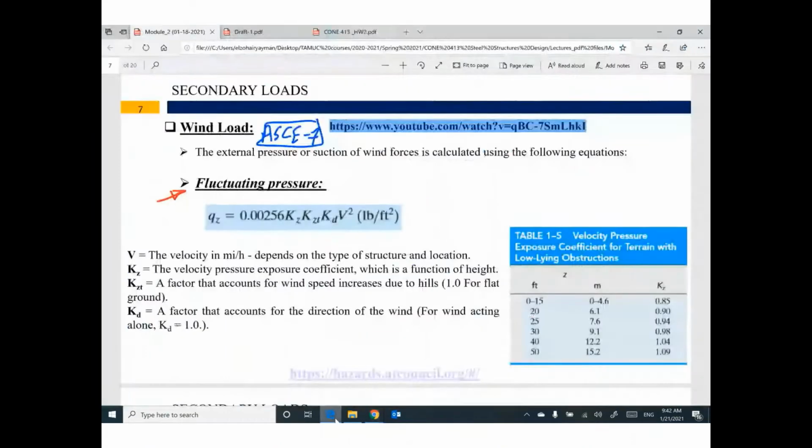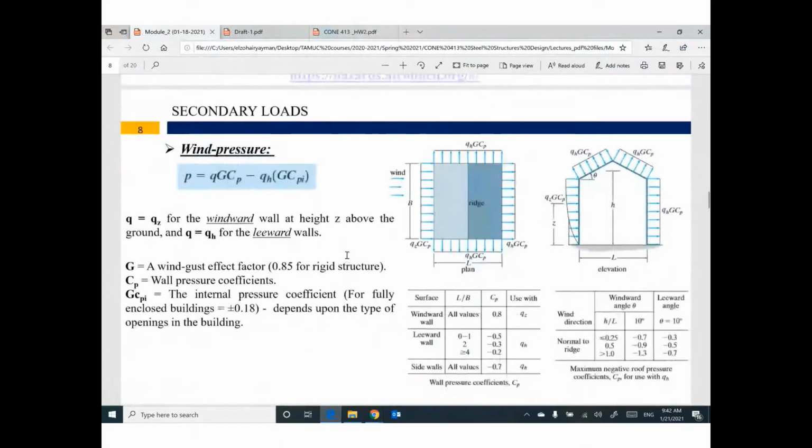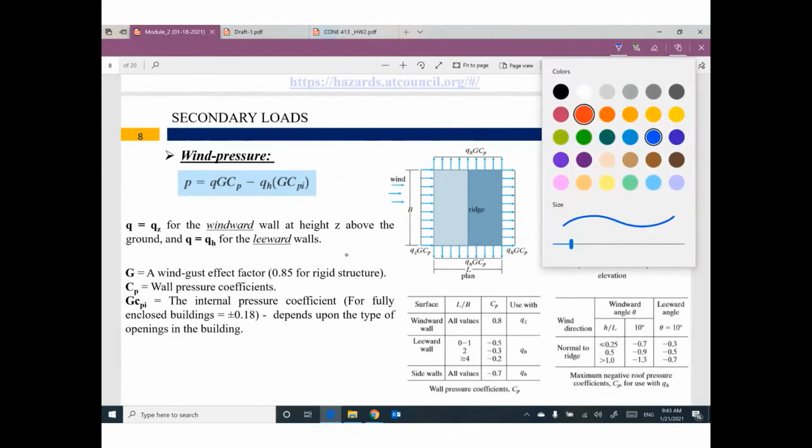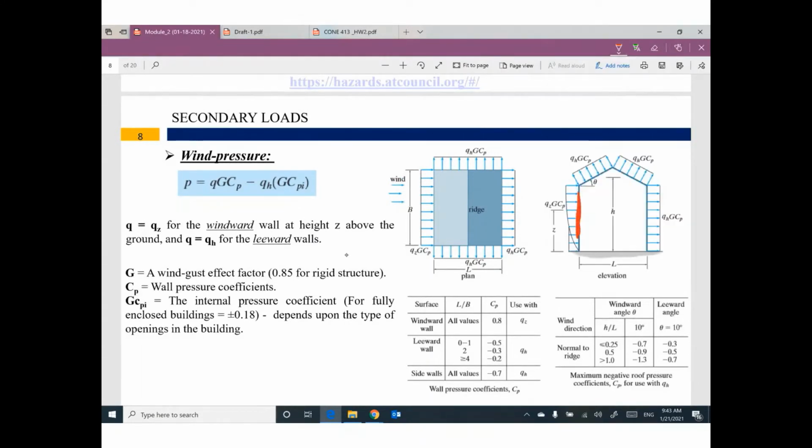So as I told you, this side will be the windward wall. This one, windward, under compression. This one leeward, because the wind direction is coming from this side. Leeward is under suction, the roof under suction most of the time, and the sides will be under suction.